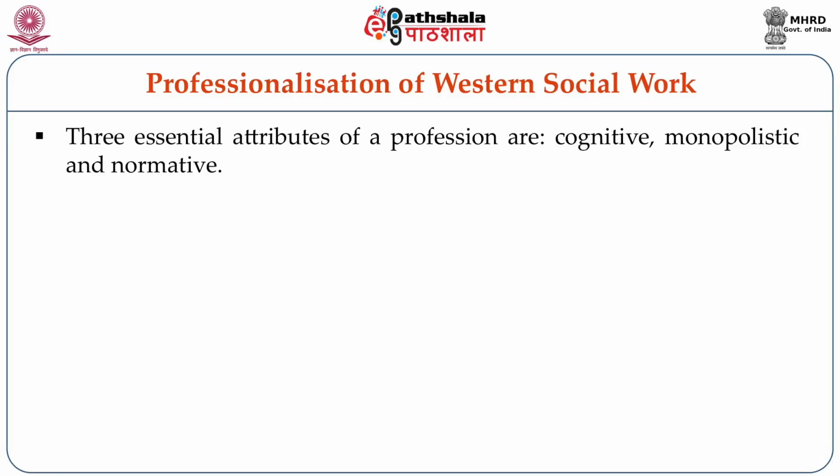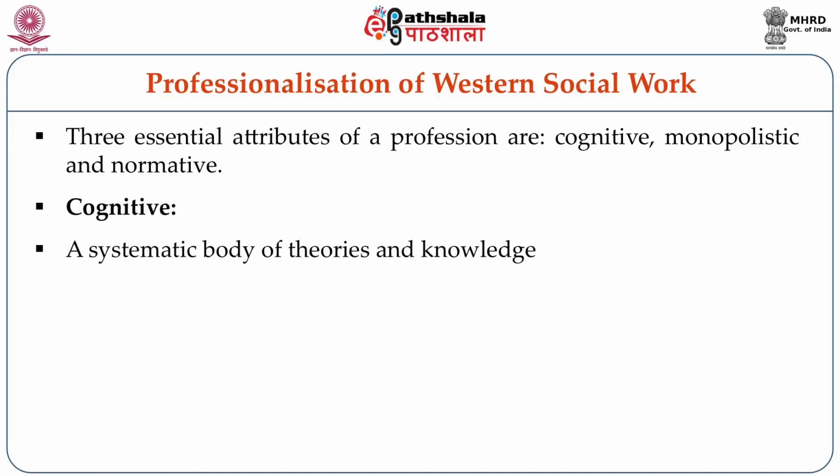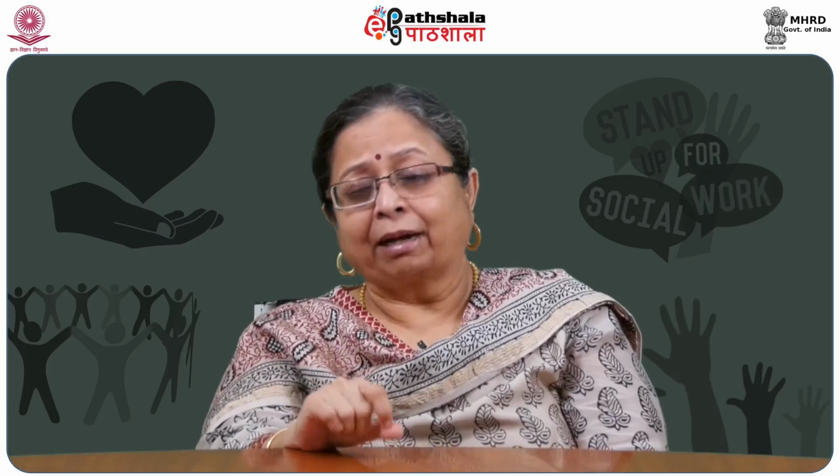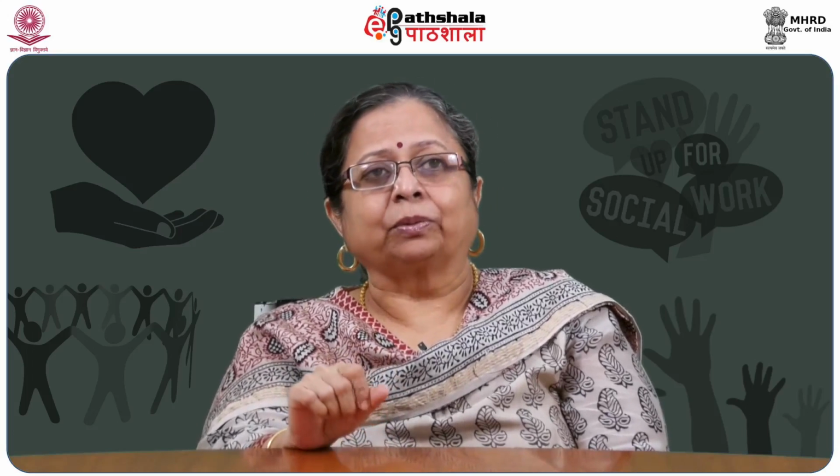Again, from a lot of literature, we find these three aspects very relevant and useful to understand the social work profession. These are cognitive, monopolistic, and normative attributes. Cognitive, as the term indicates, has to do with the knowledge base, which would include a systematic body of theories and knowledge, and formal education in universities to impart this knowledge. And growth in specialization was found to be an important indicator of professionalization in other professions, so also in social work.